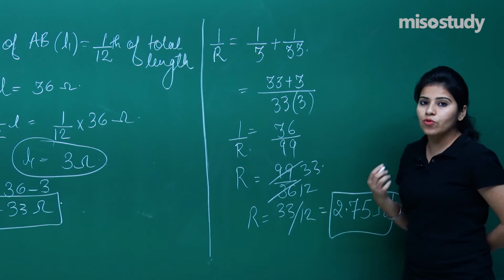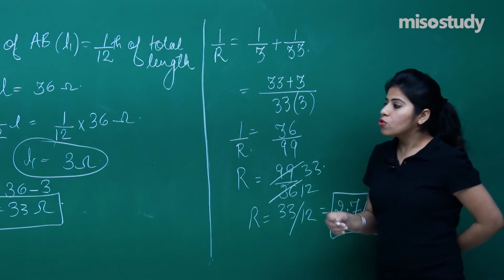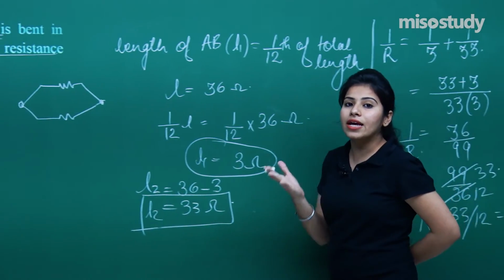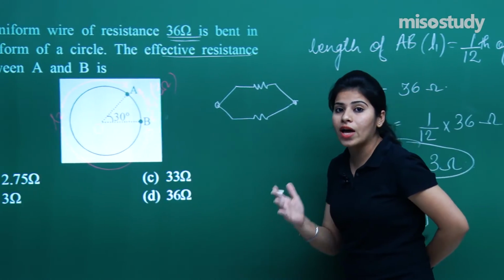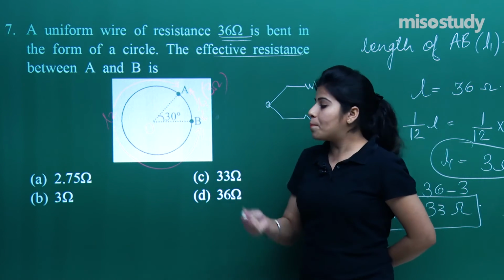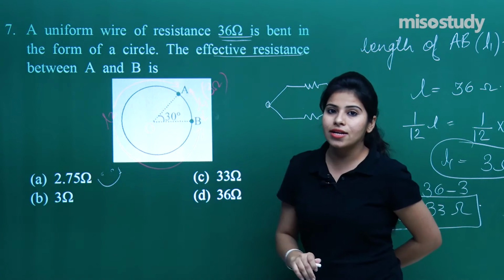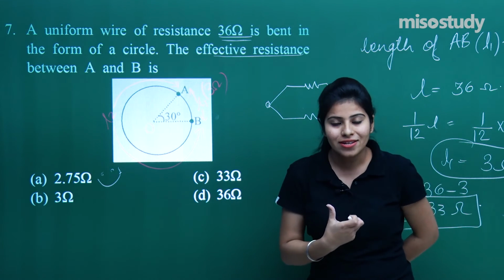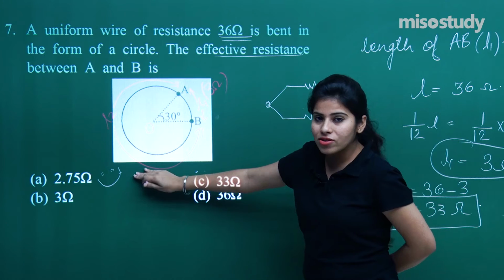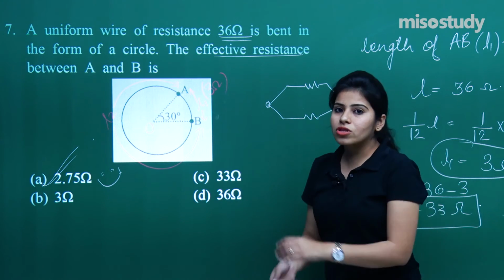Now let me verify whether this option is present in the given options or not. We move towards the question and see whether 2.75 is the correct answer. And yeah, I can give a big smile over here because I can find the option that I wanted. So this is the correct answer. Let us tick this. So this was the way.